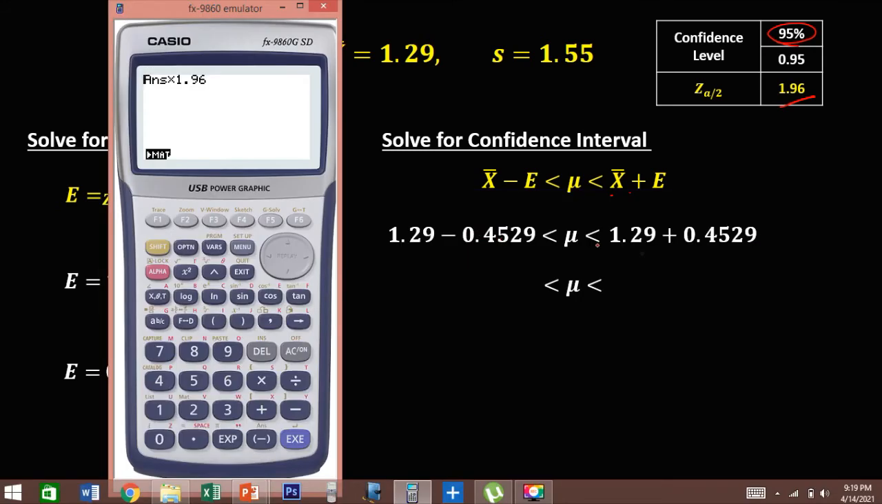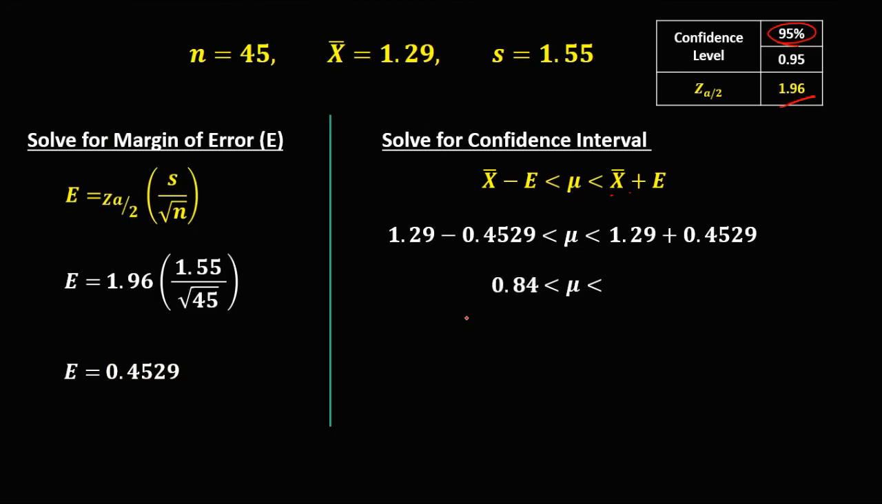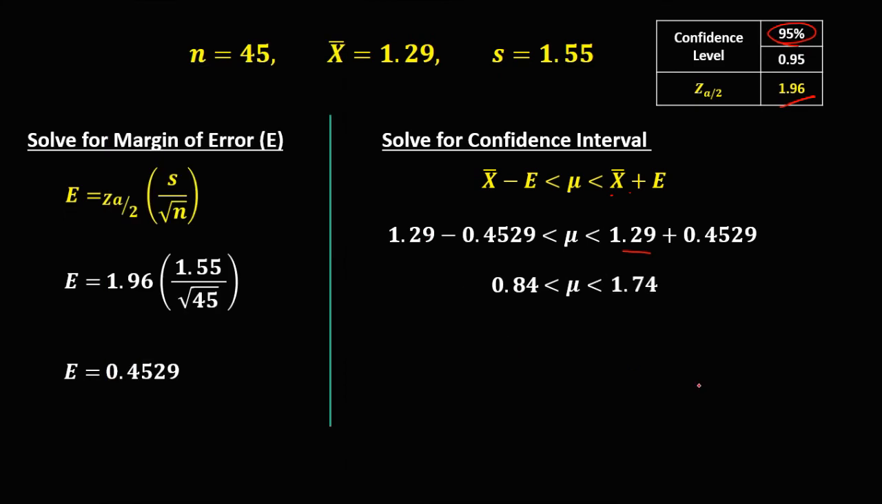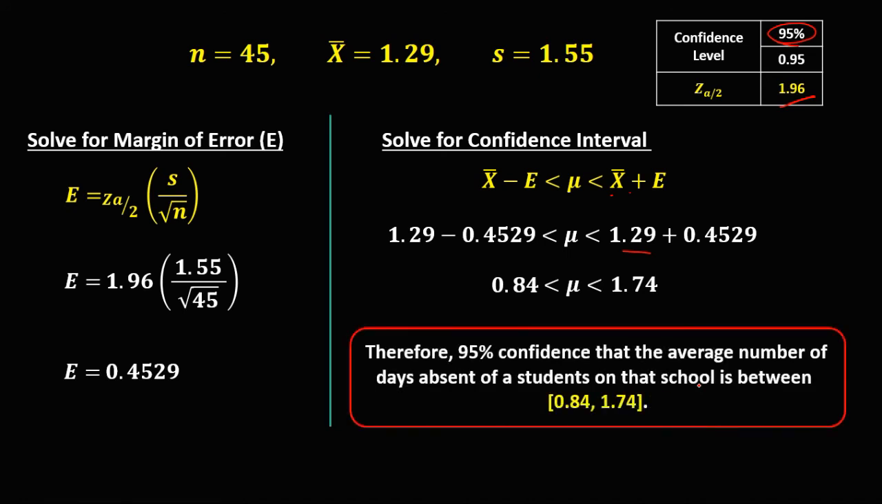Then simplify. For the lower boundary, we have 1.29 minus 0.4529. So that's 0.84. Then for this upper boundary, 1.29 plus 0.4529, it's 1.74. So therefore, 95% confident that the average number of days absent of students in that school is between 0.84 and 1.74.